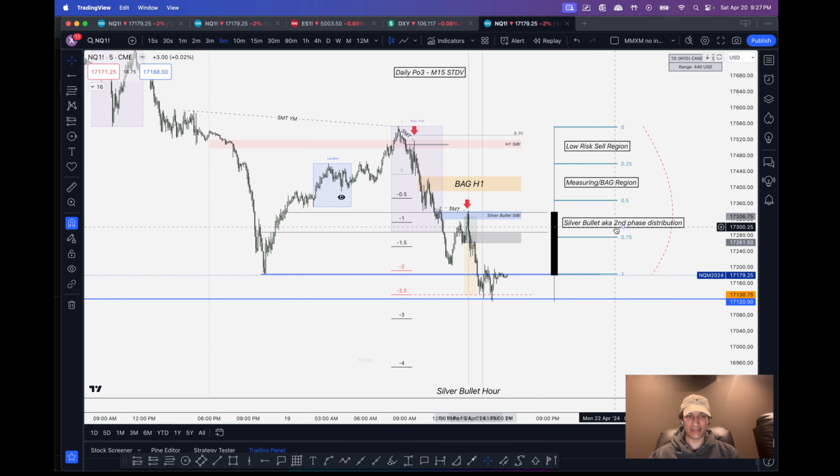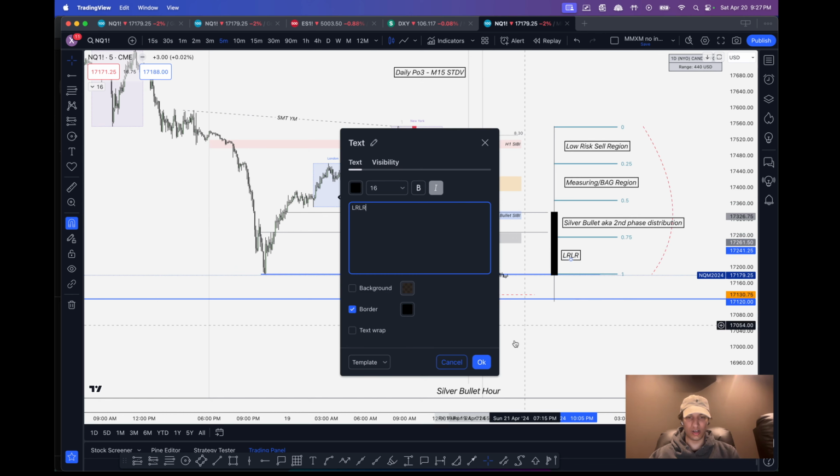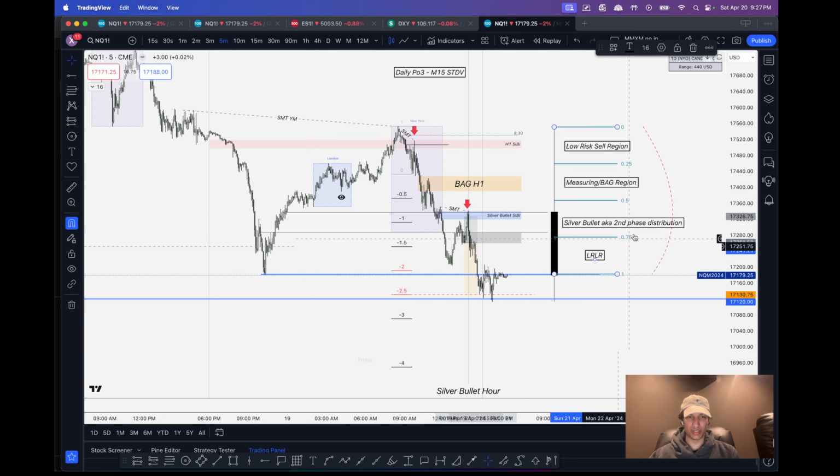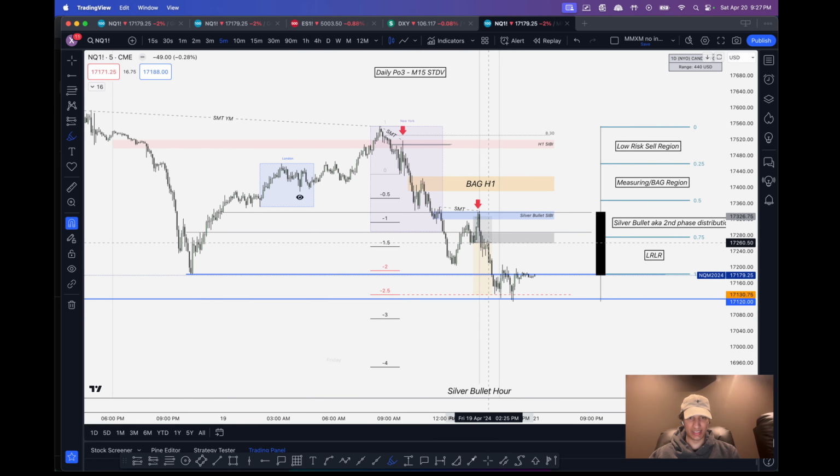I look for the second phase distribution inside of this area. And again, just to tie it all off, this is our LRLR, low resistance liquidity run between 0.75 and 1. As you can see, once price trades into this region, right, we get a sharp decline into our points of interest, right? You can see this is a continuous delivery from this swing grade right here down to the terminus, all one-sided, low resistance liquidity run conditions.